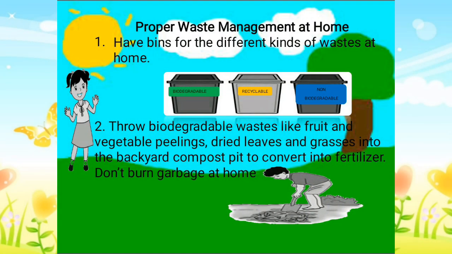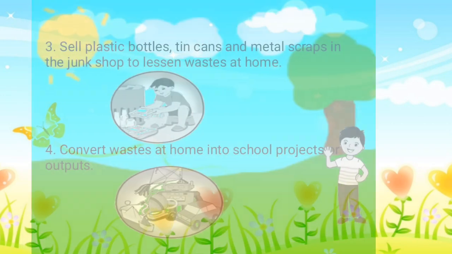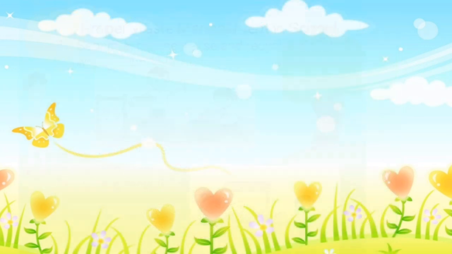1. Have bins for the different kinds of waste at home. 2. Throw biodegradable waste like fruit and vegetable peelings, dried leaves and grasses into the backyard compost pit to convert into fertilizer. Don't burn garbage at home. 3. Sell plastic bottles, tin cans, and metal scraps in the junk shop to lessen waste at home. Number 4. Convert waste at home into school projects or outputs.